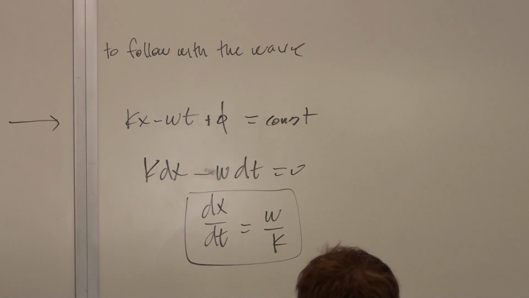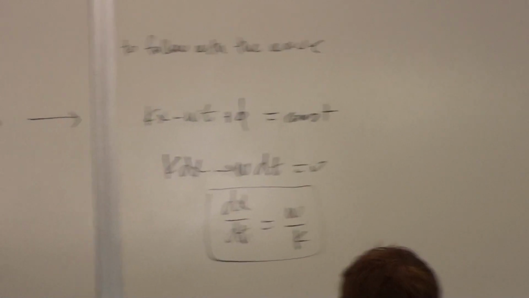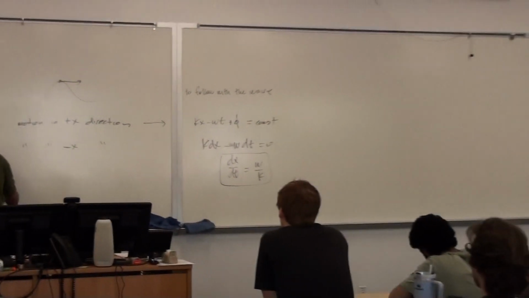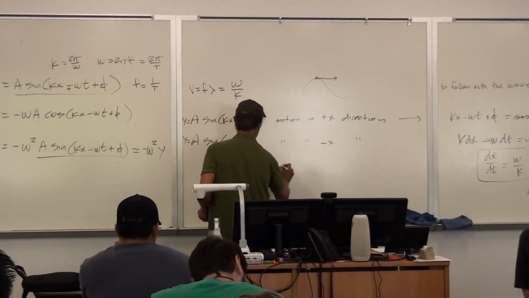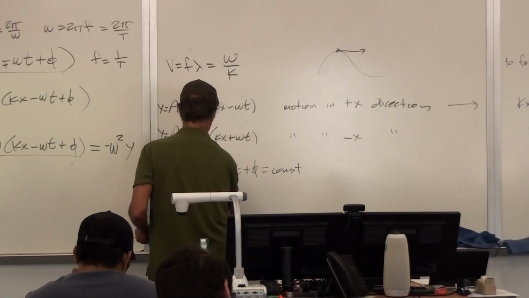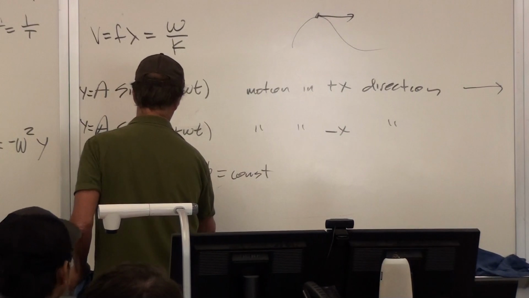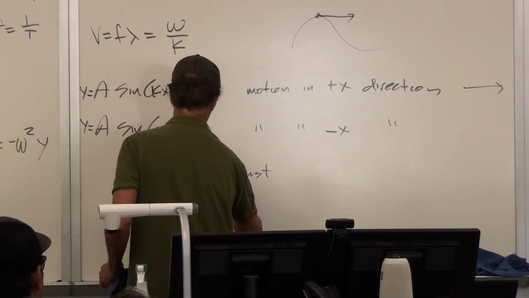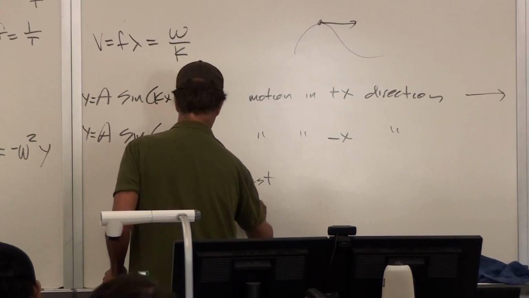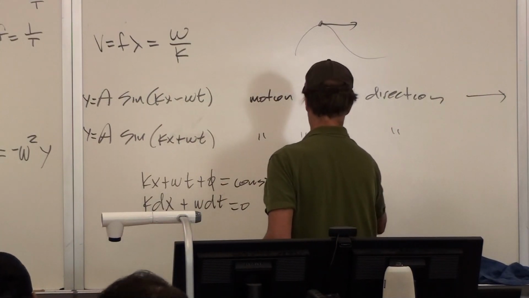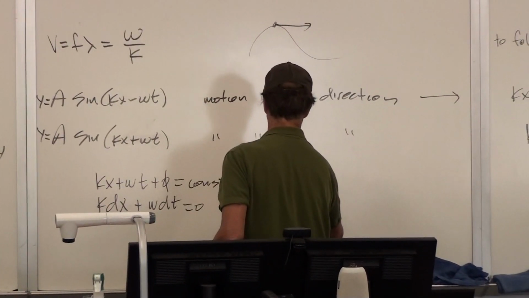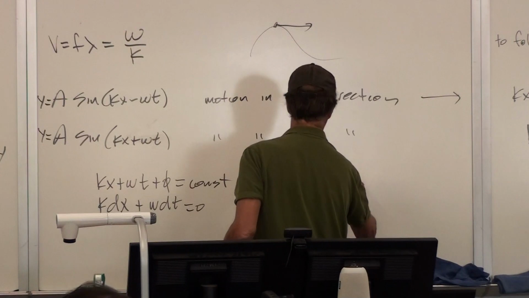But what about in this situation? Well, here we'd have kx plus omega t plus some arbitrary phase angle would have to be a constant. So if we implicitly differentiate that, we would get k dx plus omega dt equals 0. Or this would give us dx/dt is equal to minus omega over k.